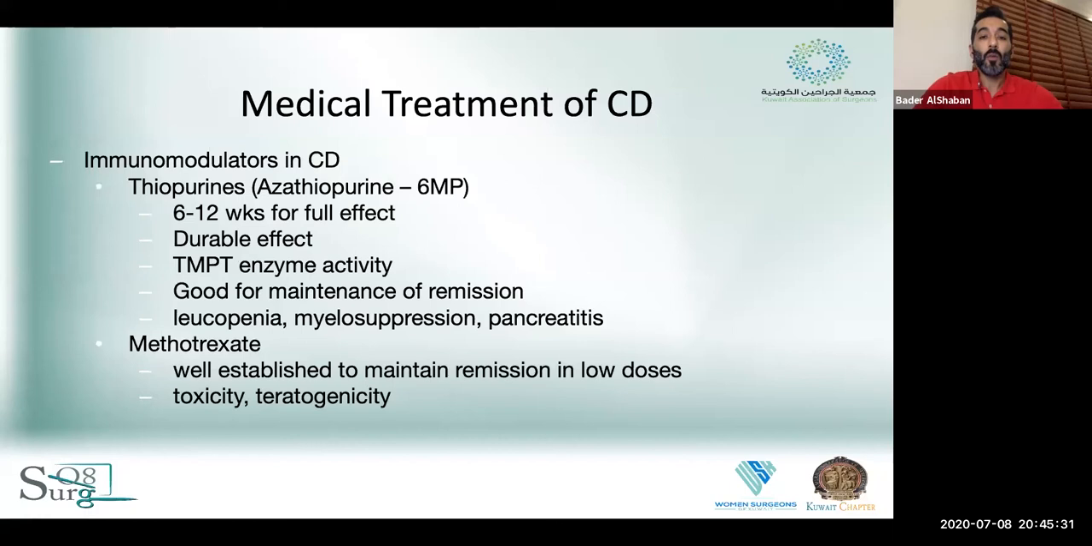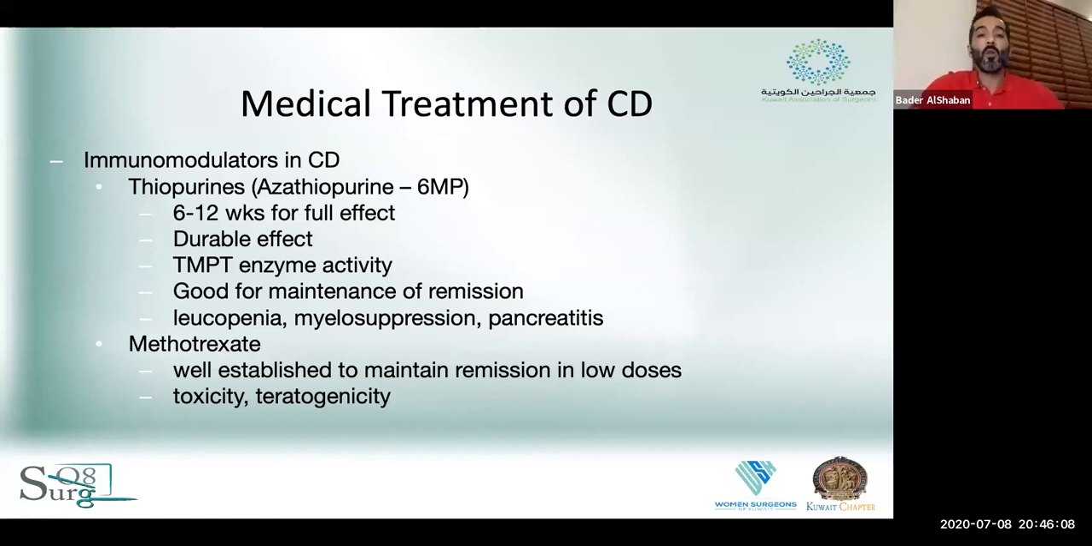Immune modulators. Again, thiopurines such as Imuran and Purinethol take a while to have a full effect, up to 3 months. They do have a durable effect, but you have to bridge them over from steroids. Sometimes they may be used in combination with biologics. They're good for maintenance of remission. However, you do have to watch out for severe myelosuppression if your patient has a deficiency in the TPMT enzyme. And finally, methotrexate, as I was mentioning earlier, has been well established in the maintenance of remission when used in low doses. But you have to watch out for its teratogenic effects and its toxicity.